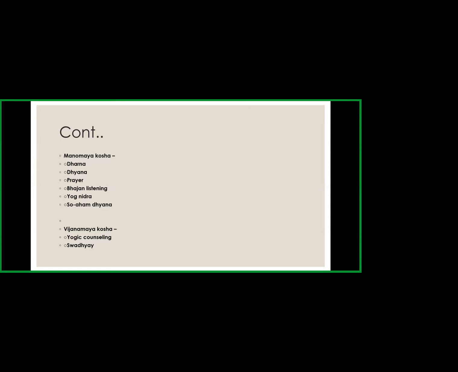And how can you influence the last one, Anandamaya Kosha? By reading Anand Mimansa, which is a kind of book, and by doing bhajans as well as kirtan. So you can influence the last one, the Anandamaya Kosha.